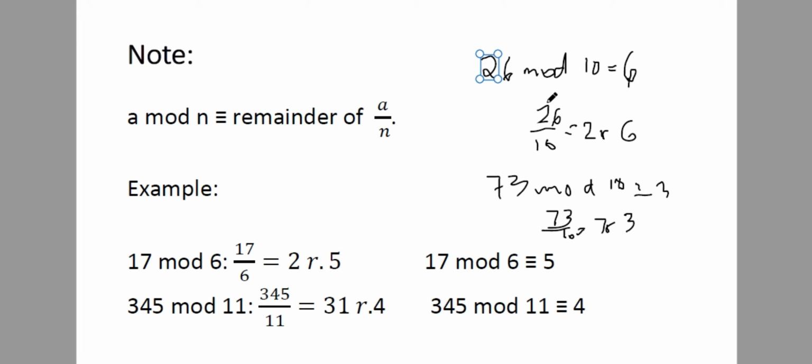The shortcut for mod 10 is that the answer is the last digit of the number. So if we have 112 mod 10, this is just equal to 2, because 2 is the last digit of 112. So there is no need to do this division. Okay, so let's start.